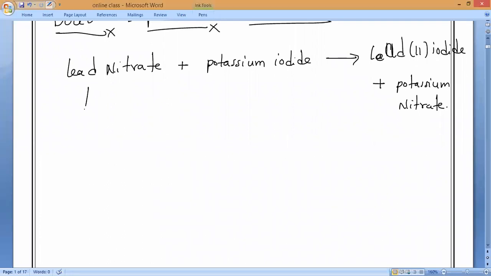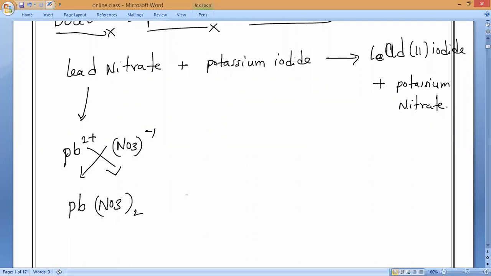Yes. Now, the formula of lead nitrate is what, guys? Pb2+ and nitrate NO3 with charge minus 1, so Pb(NO3)2. I am writing only the ions. Next, potassium iodide: potassium is plus 1, iodine is minus 1.